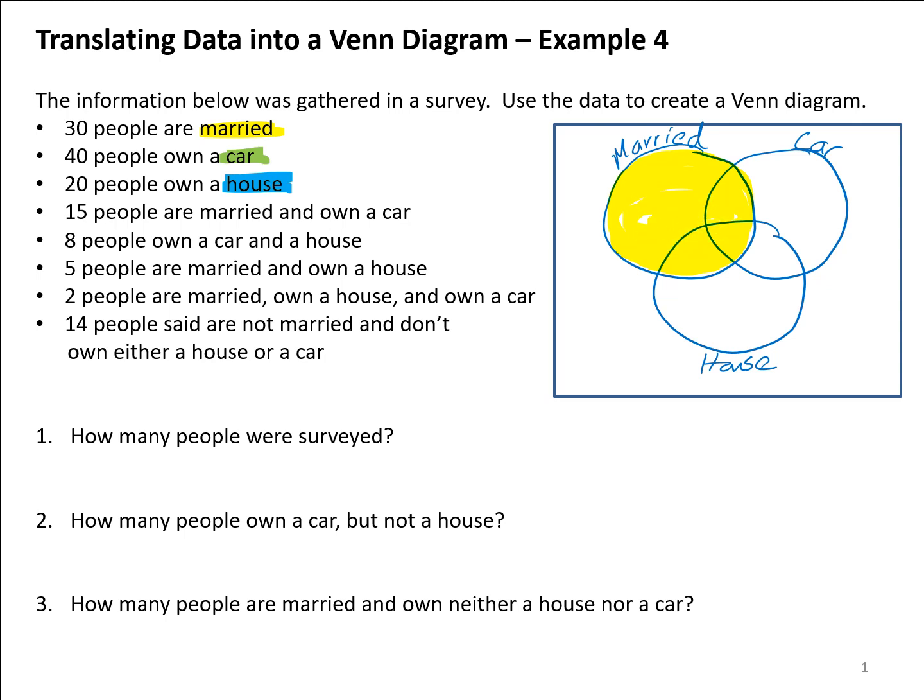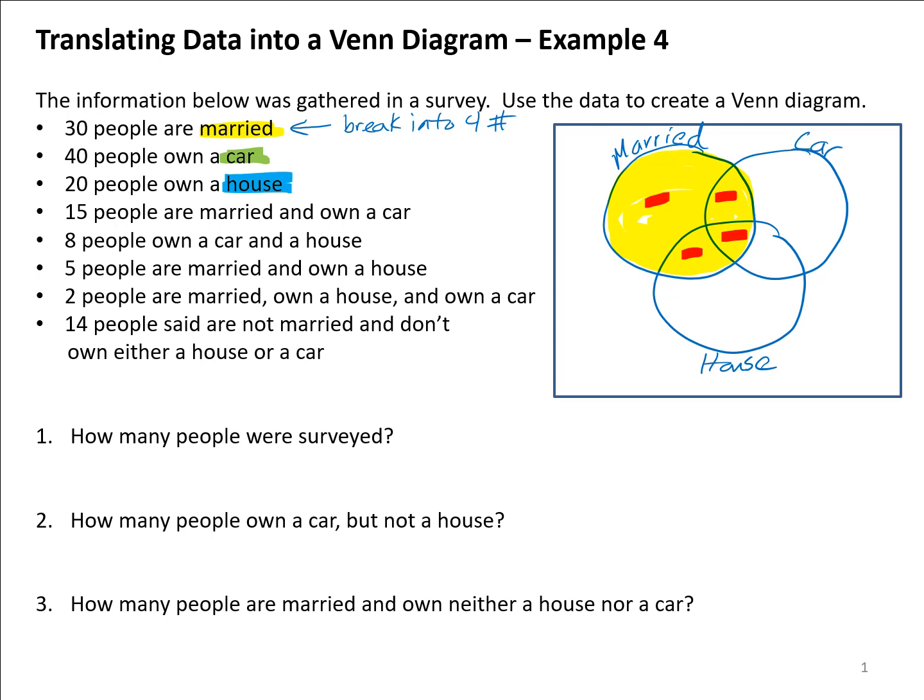You've got the people who are married only without owning a car or a house. You've got the people who are married and own a car. You've got the people who are married that own a house, and you've got the people who are married, own a car, and a house. So there are 4 numbers there that we need to break 30 into. And right now, with just the information of 30 people are married, we can't separate that. So we need to break this into 4 numbers. To do that, we're going to need to look a little further in the information.